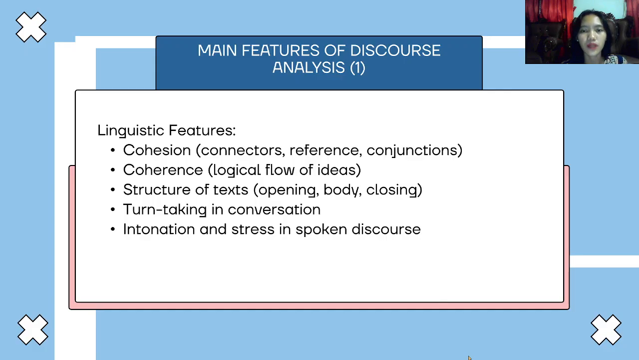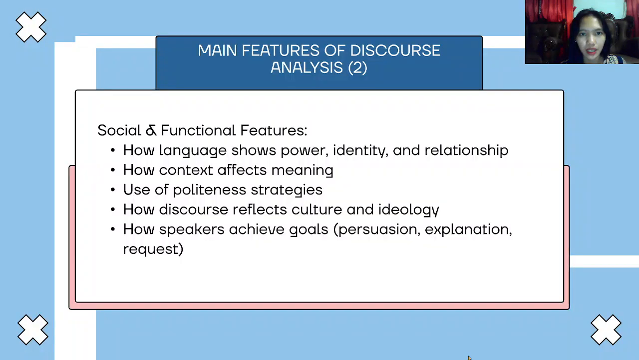Main features of discourse analysis. Linguistic features: cohesion, coherence, structure of text, turn-taking in conversation, intonation, and stress in spoken discourse. Social and functional features: how language shows power, identity, and relationship, how context affects meaning, use of politeness strategies, how discourse reflects culture and ideology, how speakers achieve goals: persuasion, explanation, and request.